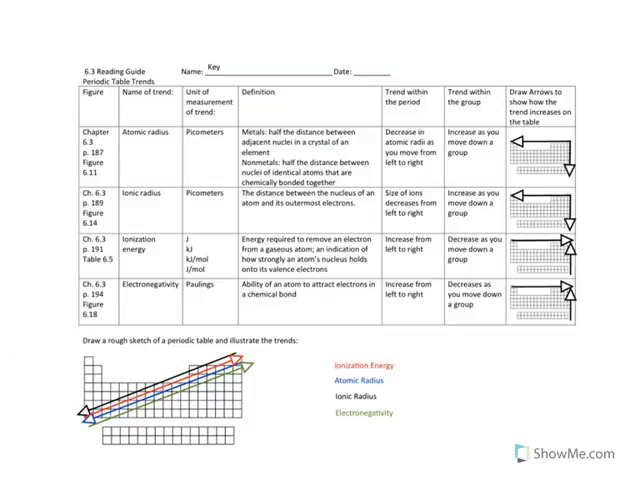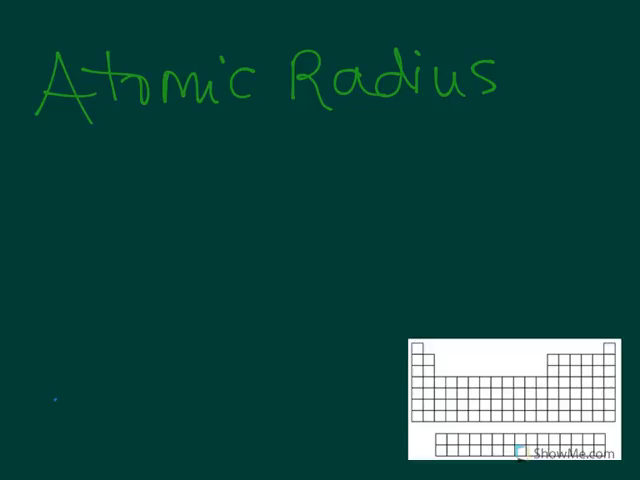When we first started this topic, we had to complete this reading guide using the textbook. There are 4 trends that you need to be aware of for this unit, including atomic radius, ionic radius, ionization energy, and electronegativity. It might be a good idea if you can get out this worksheet while you listen to this video. The first trend I want to review is atomic radius.